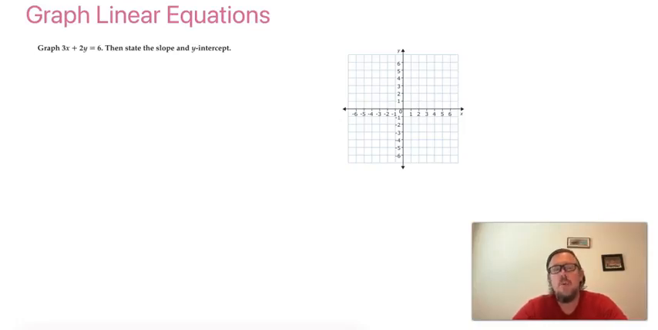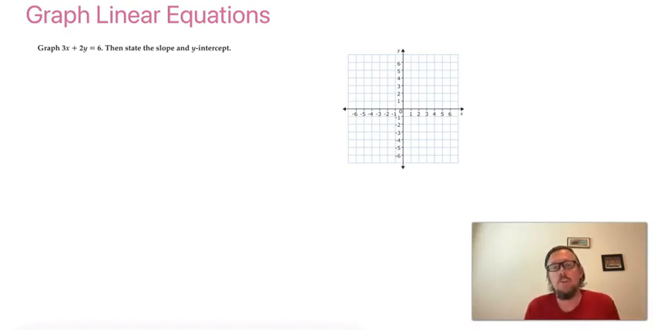So in the last video, we learned how to graph an equation that was written in slope-intercept form. We graphed the y-intercept to get 1 point, then we used the slope to find the second point. But what do we do if the equation is not in slope-intercept form? How can we graph it?